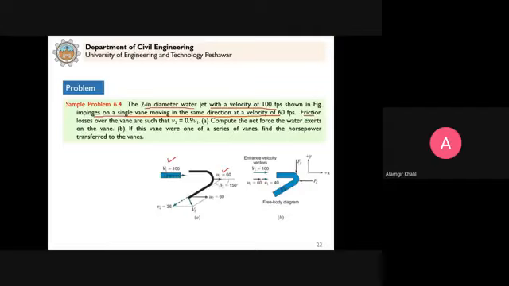Clear? Friction losses over the vanes are such that V2, the exit velocity, relative velocity, is 0.9 times V1. It means that the relative velocity that enters this vane is 100 minus 60, 40. With this velocity the fluid enters because the vane is moving. If the vane was not moving, what will be the entering velocity of the jet? 100 foot per second, as in the stationary vane we considered.